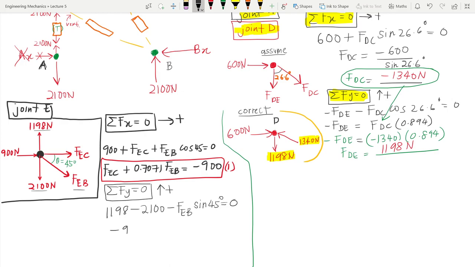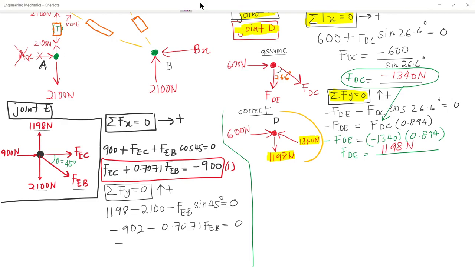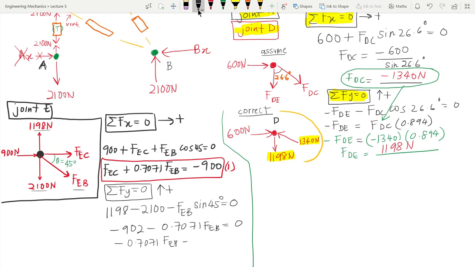1198 minus 2100. Negative 902 minus 0.7071 FEB equals 0. Are we okay? So you can rearrange back the equation. Negative 0.7071 FEB equals 902. So FEB should be negative. We're going to get a negative value.